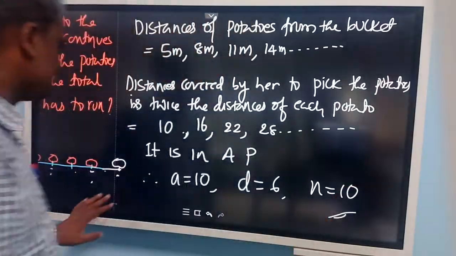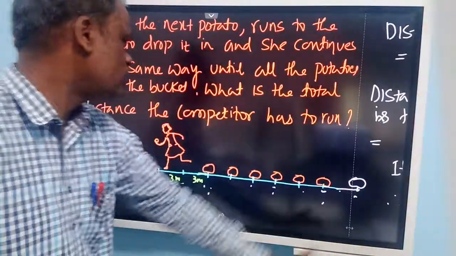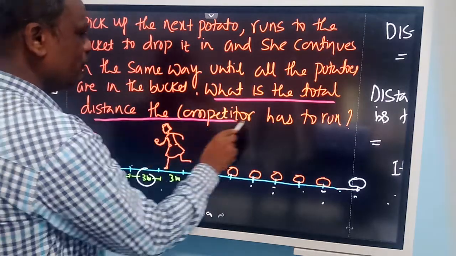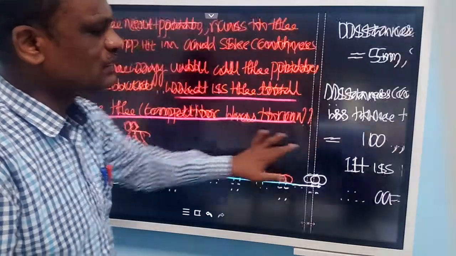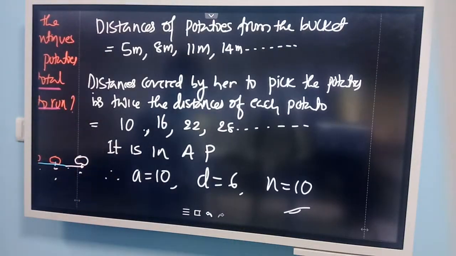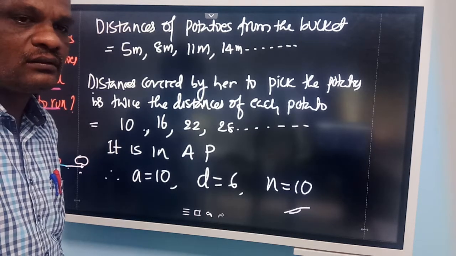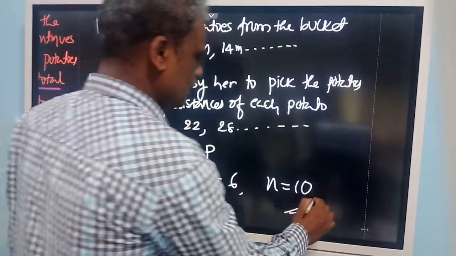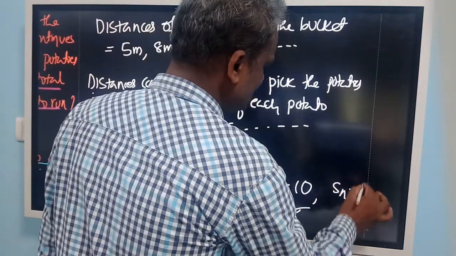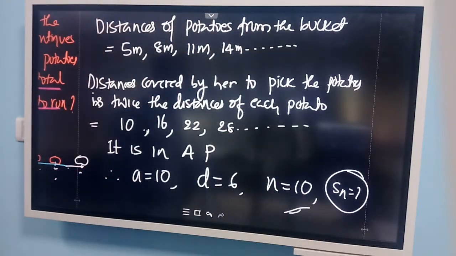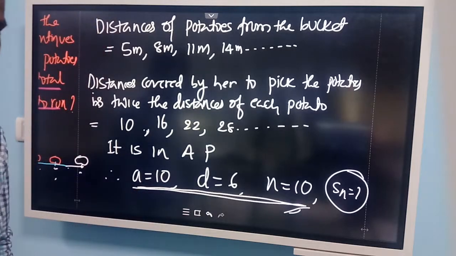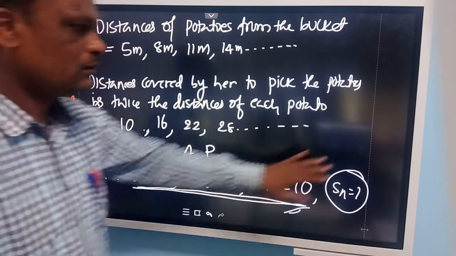Now what is the question we have to find out? What is the total distance that the competitor has to run? What do you have to find out here? Sn, the total. Sn is the question mark. You have to calculate Sn. So is the data enough to find Sn? Is this much enough or not? Write the formula.